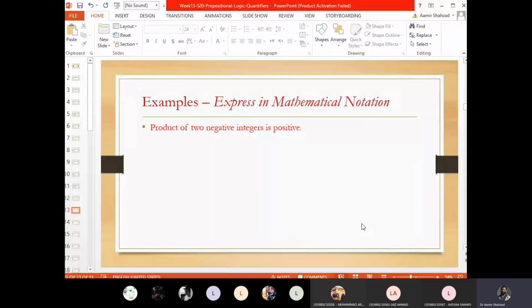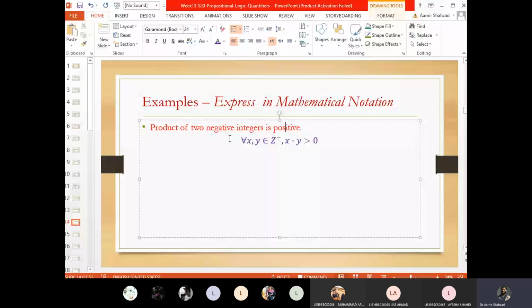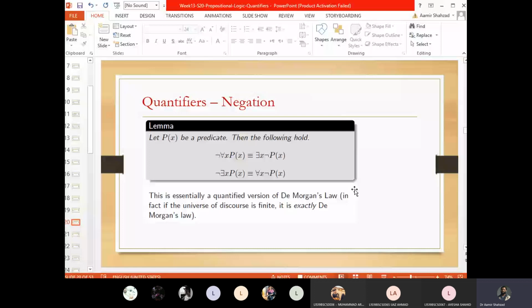We did some examples, and if we are given an English statement, a simple statement, how to express it mathematically. So we did a number of examples in the last class. We also talked about negation: for all x, p of x is a universal quantifier. When will its negation be true, when will this be false? If there exists some x for which p of x is false. So there exists x such that negation of p of x. That becomes the negation of the universal quantifier.